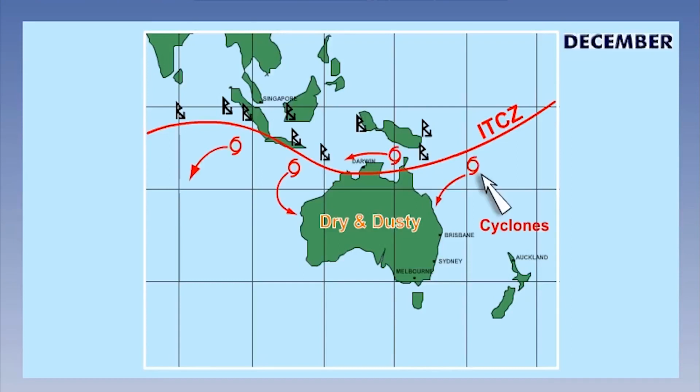Since it is summer, in the seas around Australia, tropical cyclones will form following the paths shown. In the northwest of Australia, these have been termed the Willy Willies.